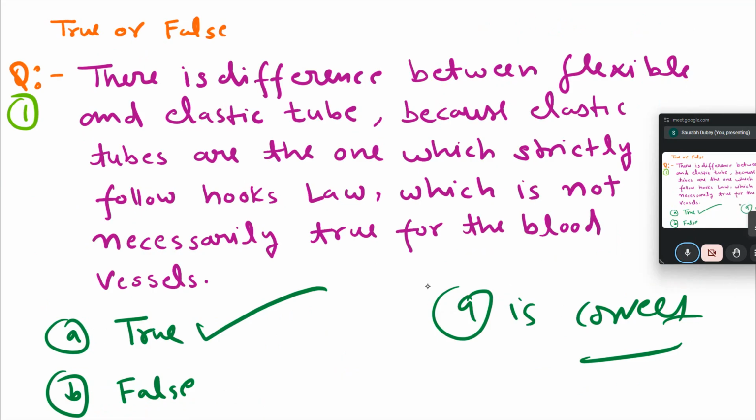Next one is this true false on the same. There is a difference between the flexible and the elastic tube because elastic tubes are the ones which strictly follow Hooke's law, which is not necessarily true for other blood vessels. It is true.